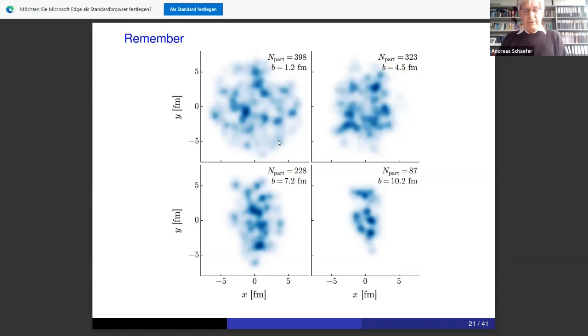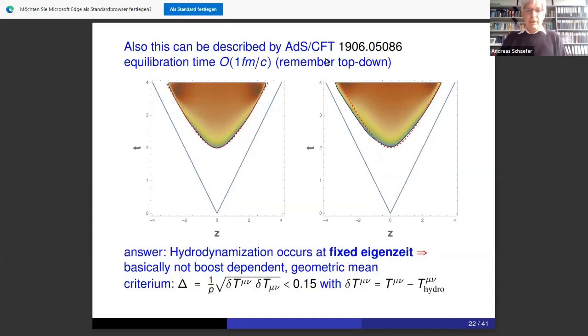Therefore, we calculated that in AdS/CFT quite carefully, and I really cannot go into the details. You find it on the slides. You actually find all the relevant citations. And what is plotted here is the difference between the energy density in AdS and the energy density in a hydrodynamic description. At some point when the system behaves hydrodynamically, this difference becomes smaller than a certain threshold, which defines this time. And what you see is that this is not a constant time, but rather an eigentime.